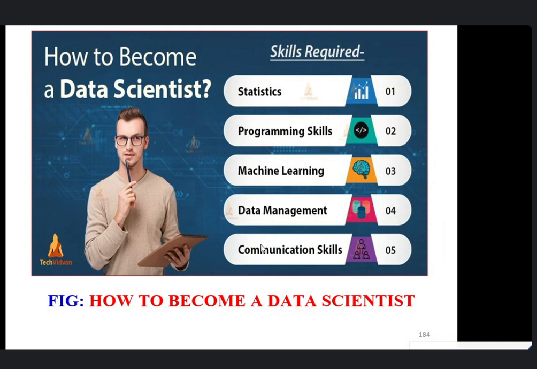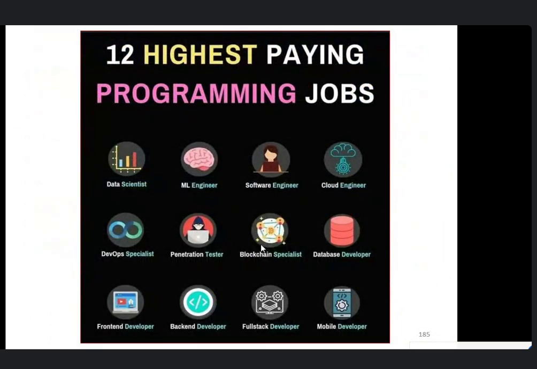So, how to become a data scientist? We need to have the required skills: statistics, programming skills like R programming, Python, or any one, machine learning knowledge like the three approaches, then data management, communication skills. Then automatically you are becoming a data scientist.